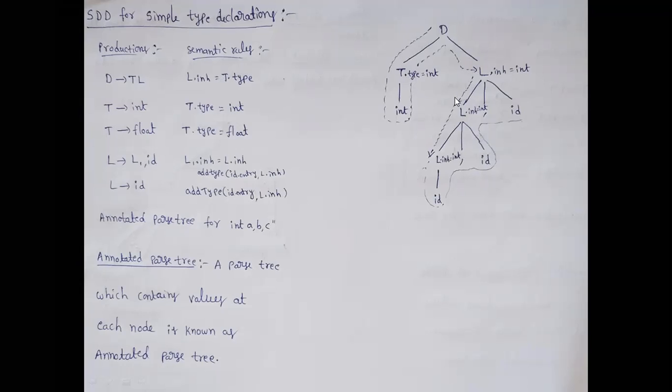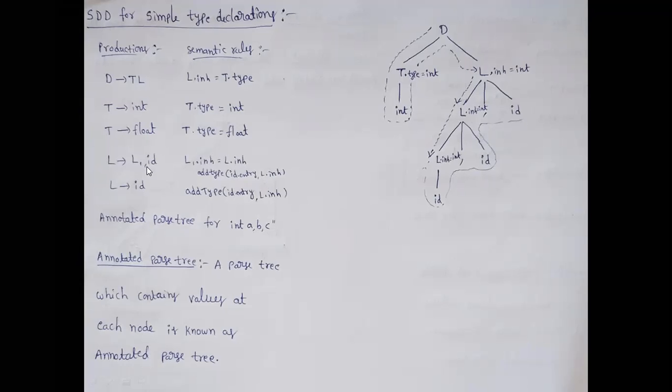Then we are moving downwards. Again we are moving downwards. Here we are having L dot inherited. In this one L dot inherited is equals to int. So how to get this one? Here also we are having the production. So L produces L comma id. Here is the production. What is the corresponding semantic rule? Here we are having the reduction, then we want to replace the corresponding semantic action.